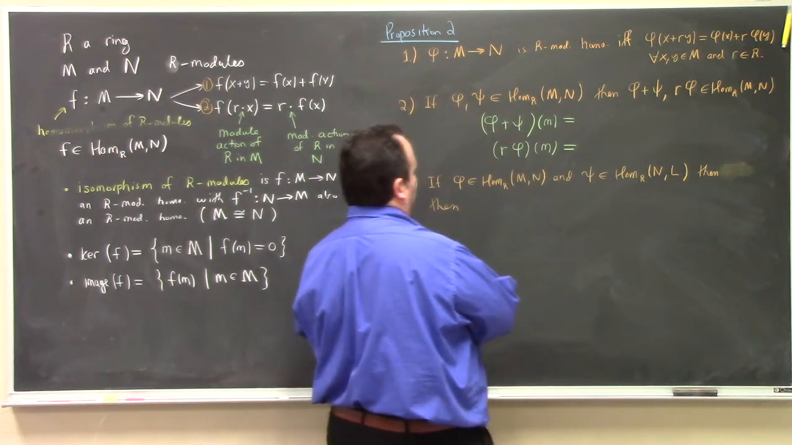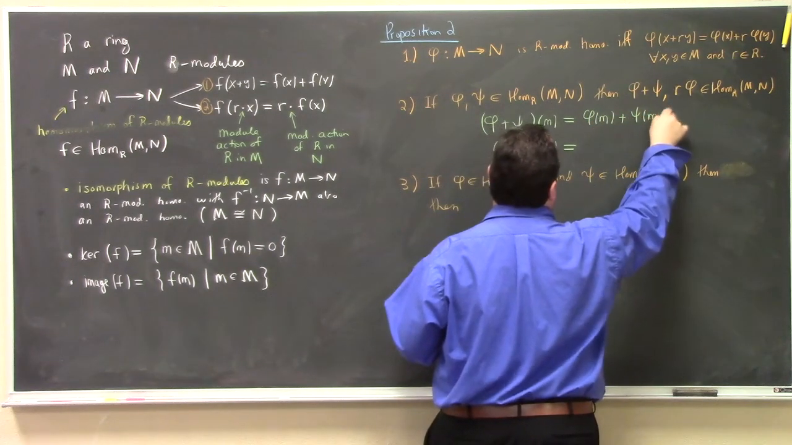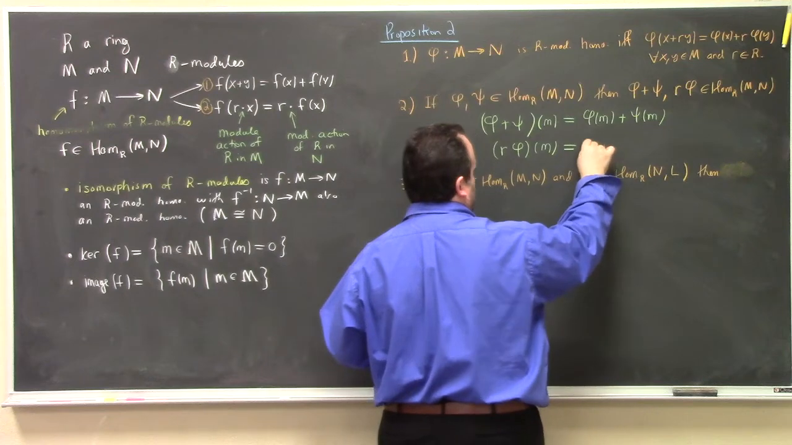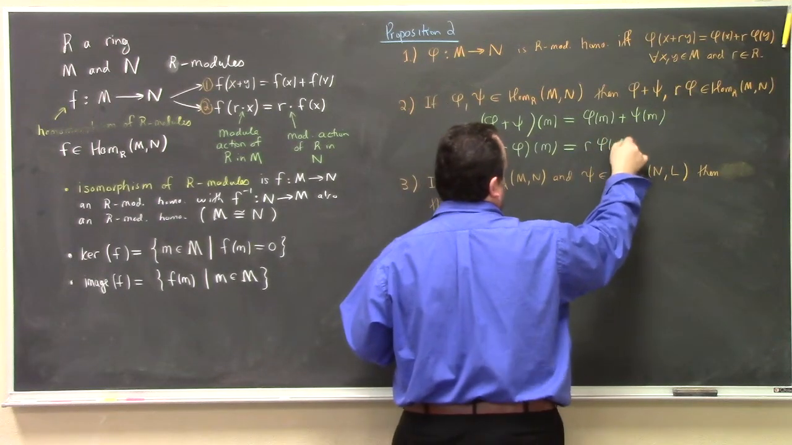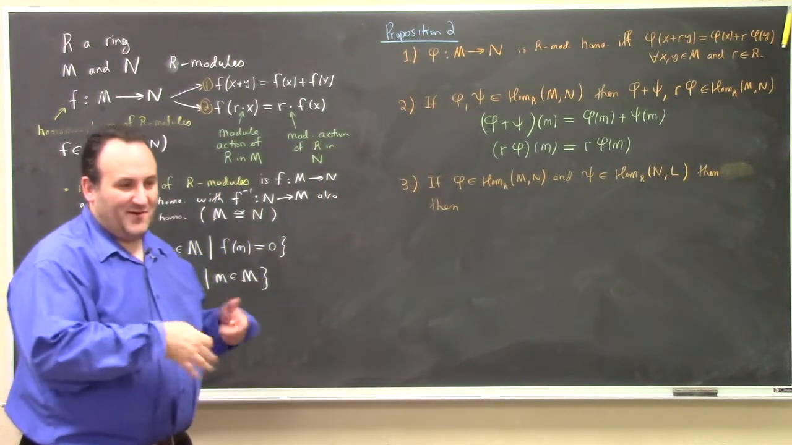Very good. Yeah. So pointwise, right? And same for down here. It's just r times phi of m. So we can add maps. We can scalar multiply. We can R multiply maps.